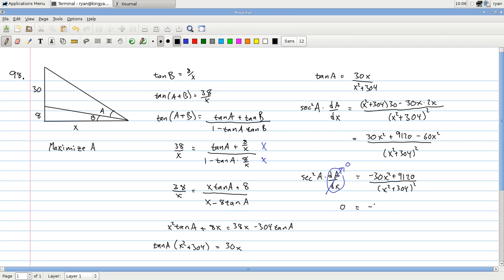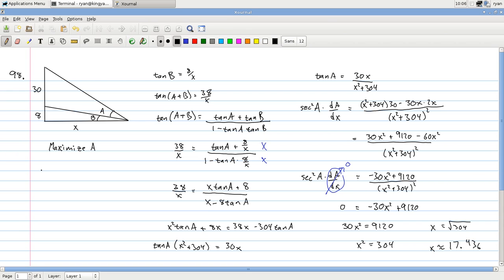And it gives us this new, easier equation, negative 30x squared plus 9120 divided by x squared plus 304 squared equals 0. I'm going to multiply both sides of the equation by this denominator, so we're left with this quadratic. We can solve this by moving the 30x squared to the left-hand side of the equation. Now divide both sides by 30, so x squared equals 304. This tells us that x is the square root of 304, and that's approximately 17.436.